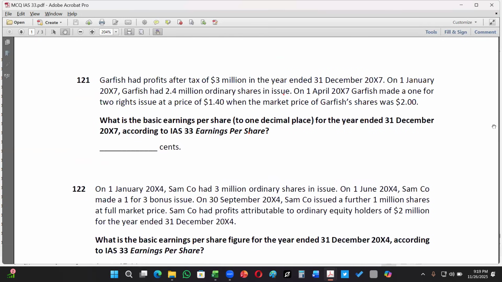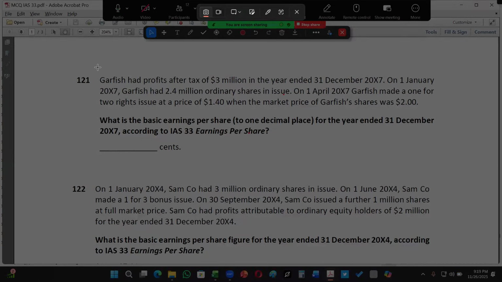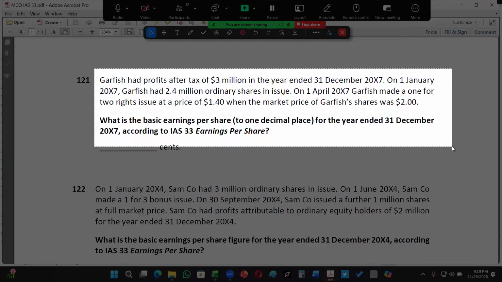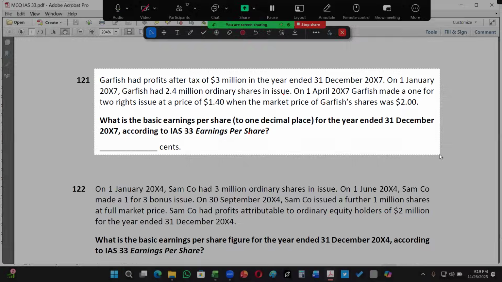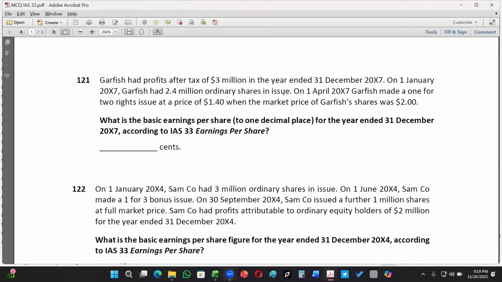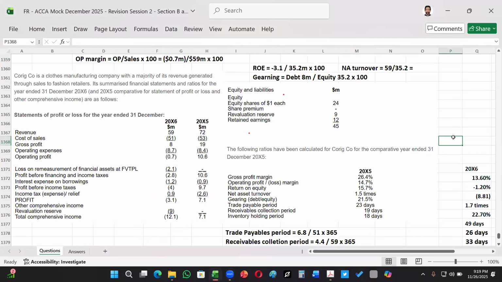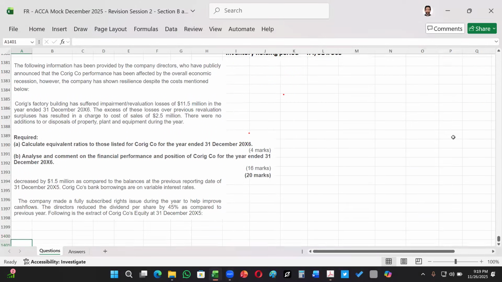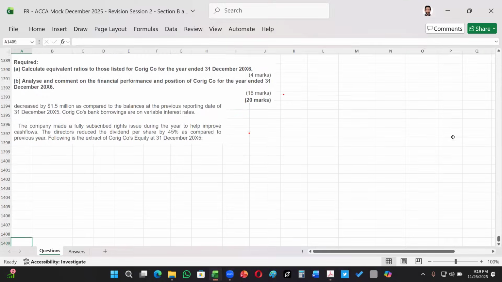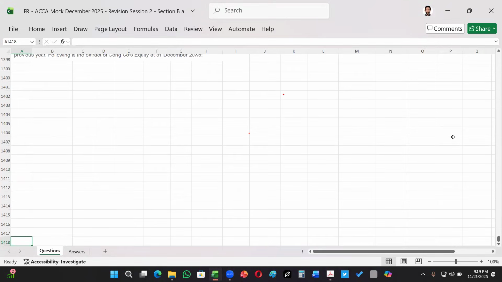I believe that once we're done with these questions, you will be feeling really confident and considering EPS an easy topic. So I'm taking this first question to the Excel sheet. I'm going to continue with the same Excel sheet so that when we upload these videos on the site, we will have this Excel sheet attached to it. So here we go.